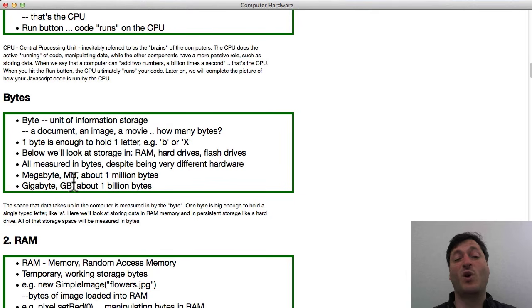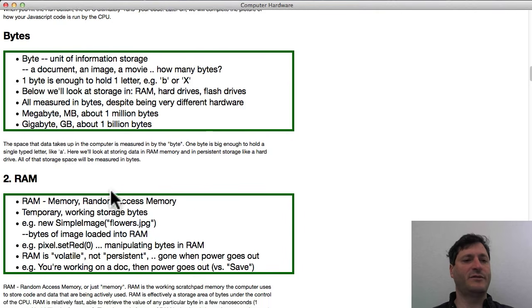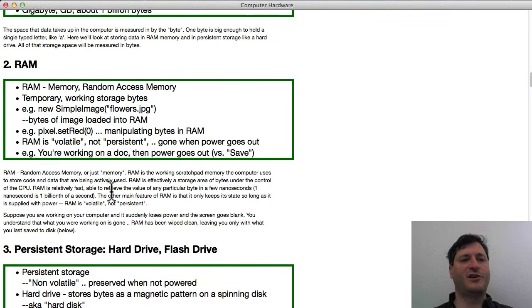For now, I'll just say that 1 megabyte is a common size. That's about 1 million bytes. And 1 gigabyte is about 1 billion bytes. So with that in mind, let's go to our second bit of technology here.